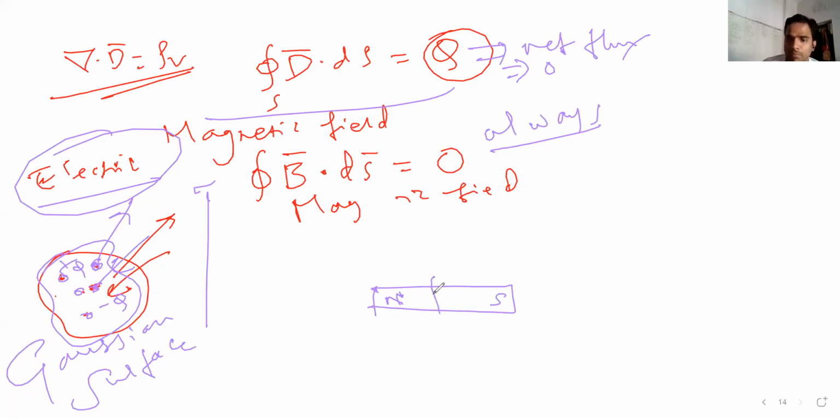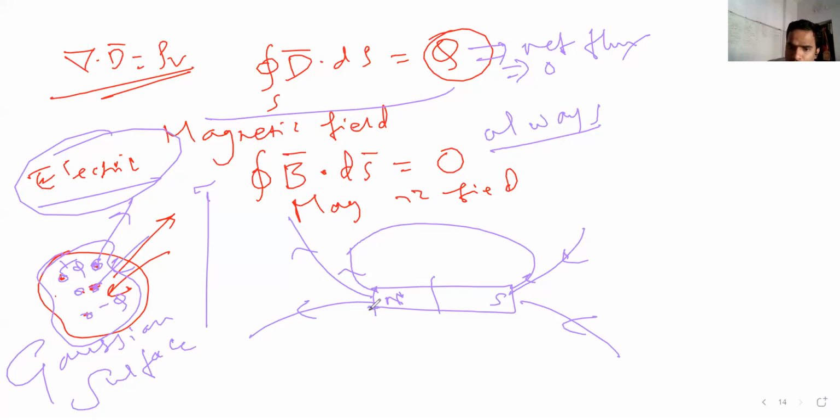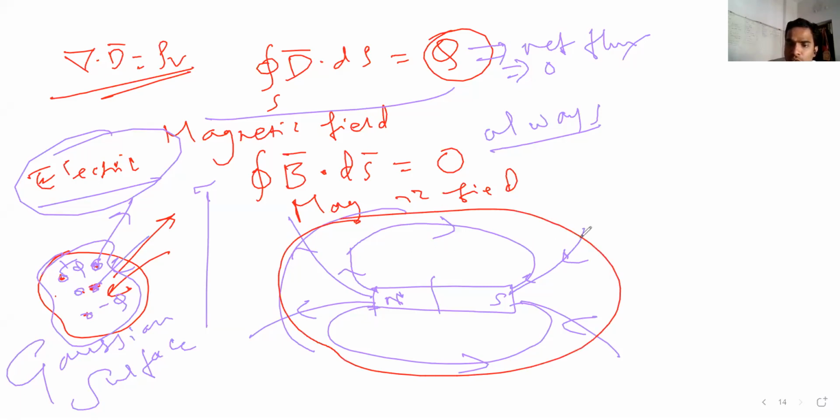You cannot separate them. Because we cannot separate the north and south pole, whatever flux is going out, the same has to come in. So if you put any Gaussian surface, whatever flux is going out, the same is coming in.